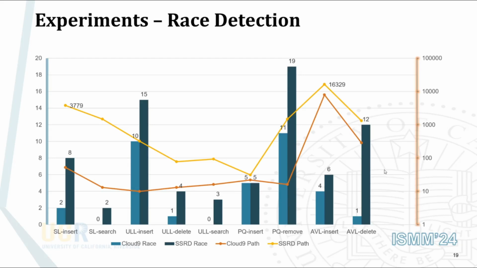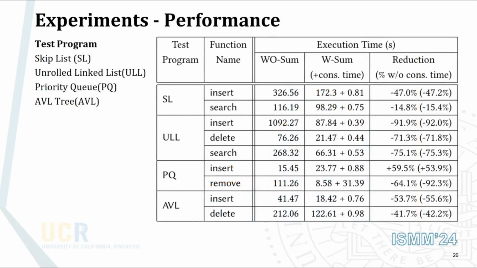You will find many more paths are taken. If you see the yellow line and the orange line, the yellow line shows the number of paths explored using SSRD, which is much more than the orange one, which shows Cloud9. So the cost is much slower. With the number of paths increasing, it will take much more time to run those test cases. Many complicated programs may take too much time to get a meaningful result.